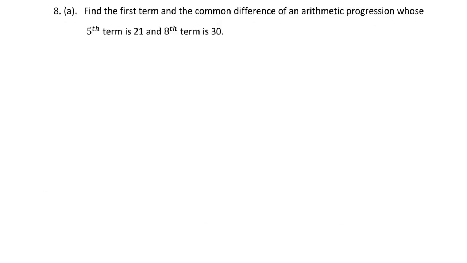Question number 8, part A. Find the first term and the common difference of an arithmetic progression whose fifth term is 21 and the eighth term is 30.